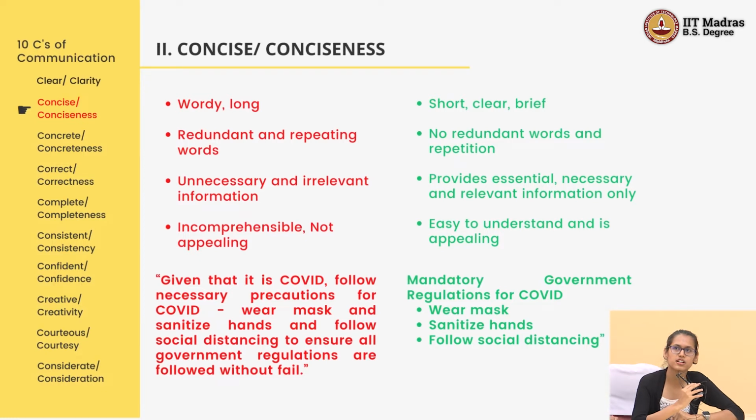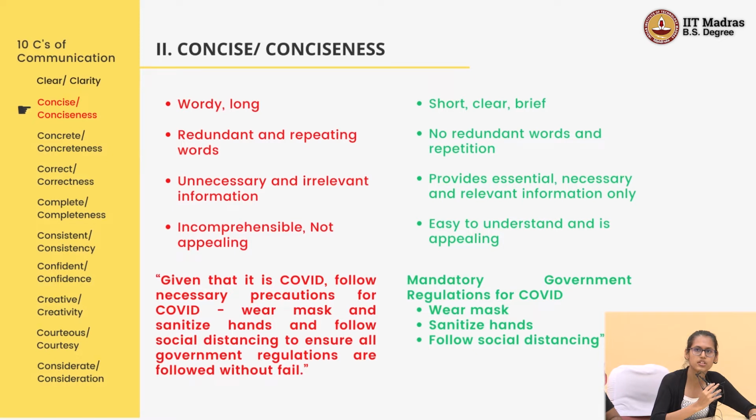So the next C is about the conciseness of the sentences of the communication. The sentence or whatever we want to speak should be short, clear, and brief. It shouldn't be wordy, as Anirudh said, and it shouldn't contain redundant words which are not useful, and there shouldn't be much repetition. Whatever we want to say should provide proper essential information, and it should also be relevant. Something random shouldn't be included. It should also be appealing, as well as easy to understand. What we should avoid is irrelevant information, and also something which is not easily comprehensible for someone.